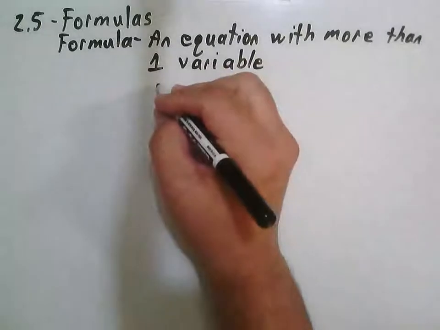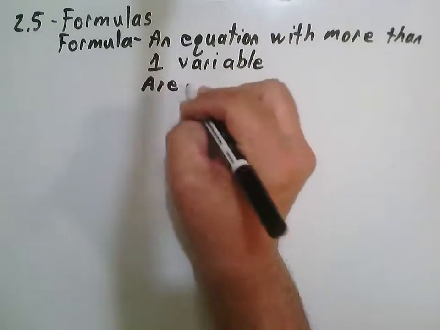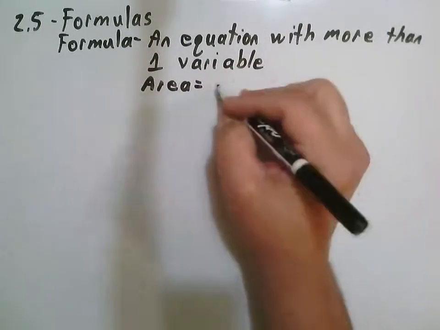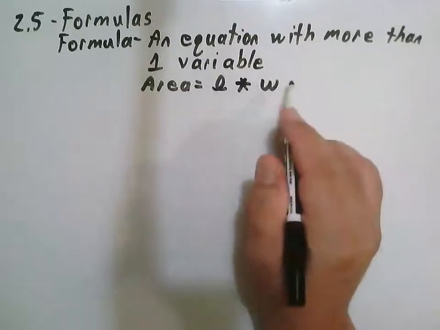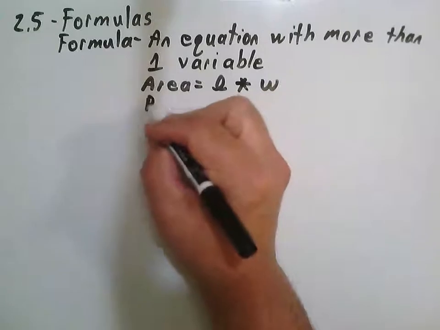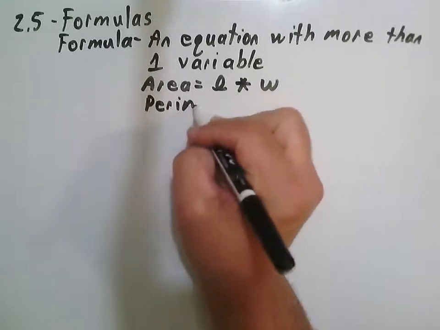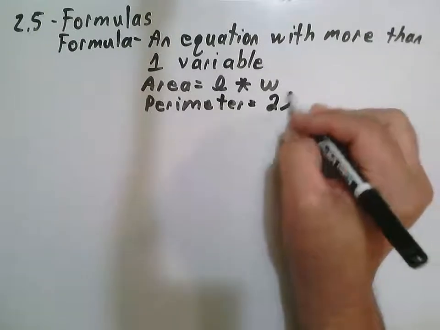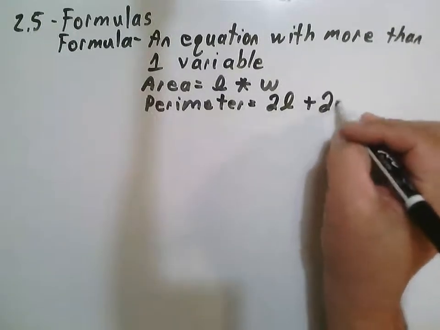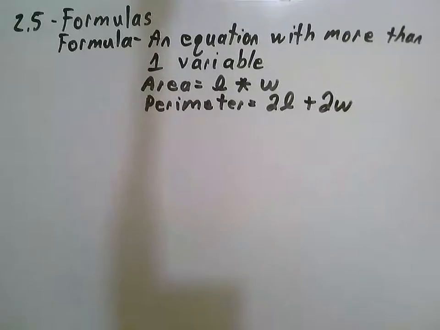So if you think about it, when we go over an area for a rectangle or a square, it's length times width. So I have an L and a W. Also for our perimeter, we've already used these as well, which is 2 lengths plus 2 widths. Remember, you see one of those variations on every test that you take, also along with the reciprocal.